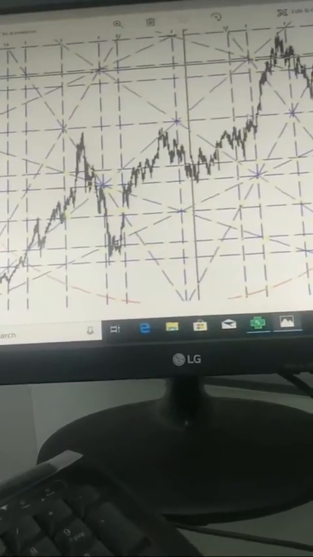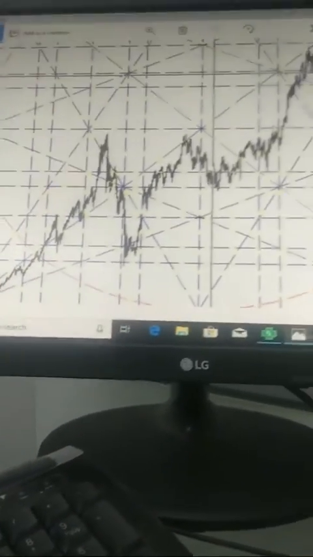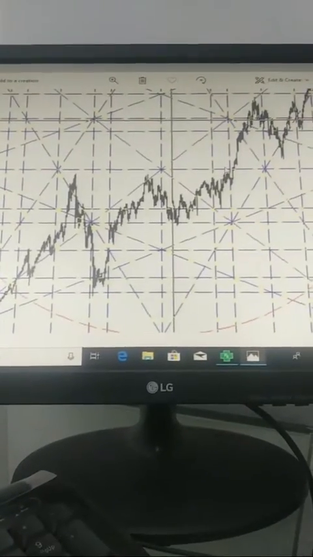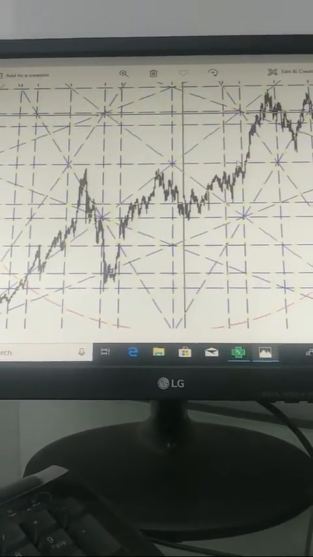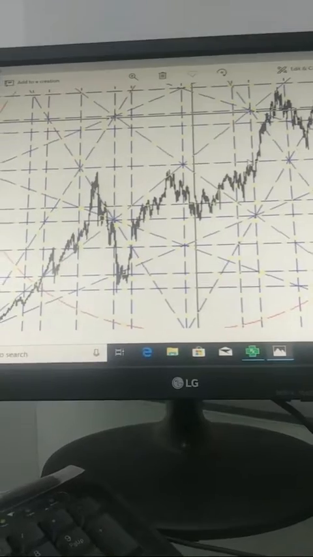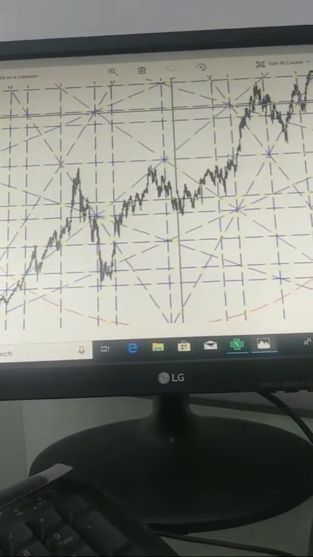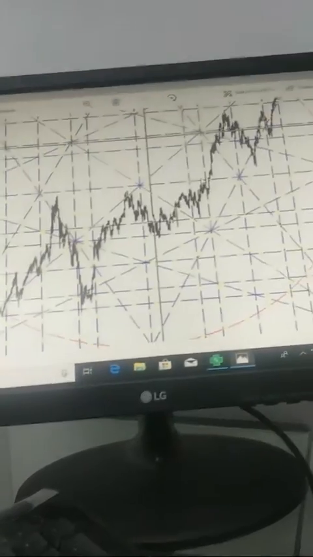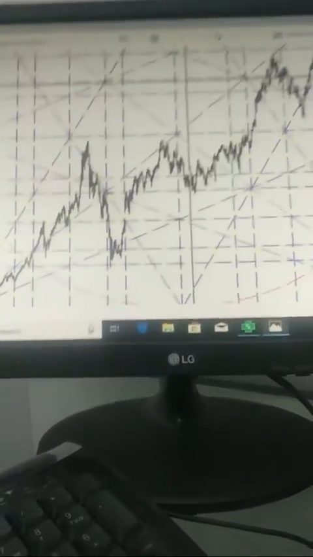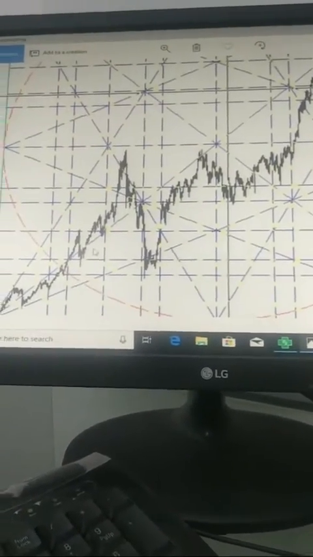I don't understand how you are taking it as a channel. I am not showing you the channel, I am showing you the angles. In the last discussion, someone asked me about the angles, how angles work and how to balance time and price, and I am just showing you the price movement and time movement.